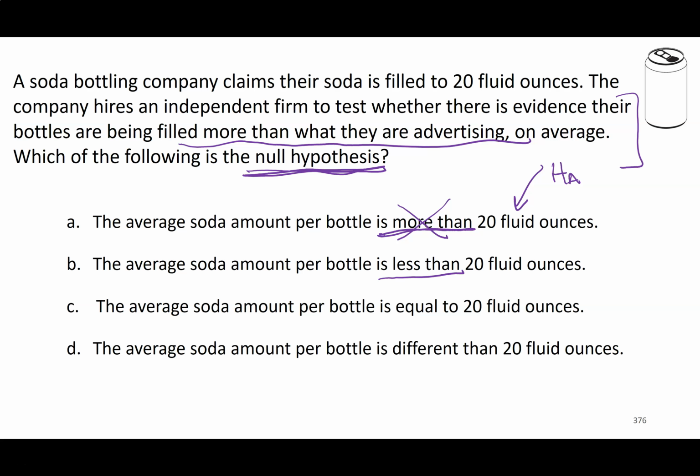Is less than? No, we're not getting equal to. Is equal to, yes, is equal to 20 fluid ounces. That's what was claimed. It should be C, but then we'll double check. Is different than 20, so no. Different than is a not equal sign. More than is greater. Less than, equal.